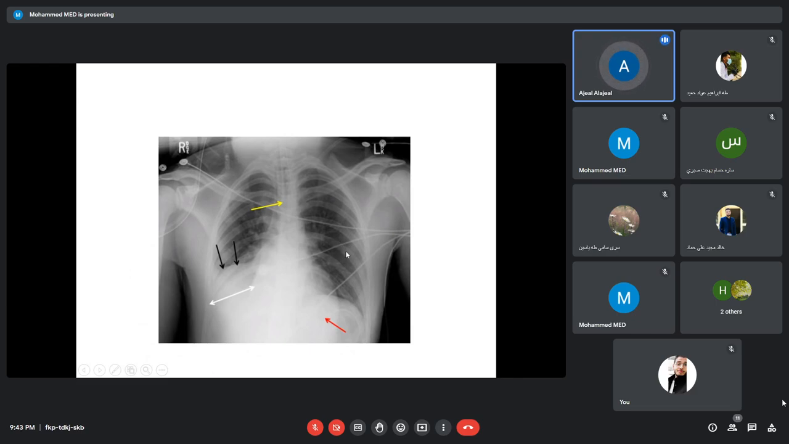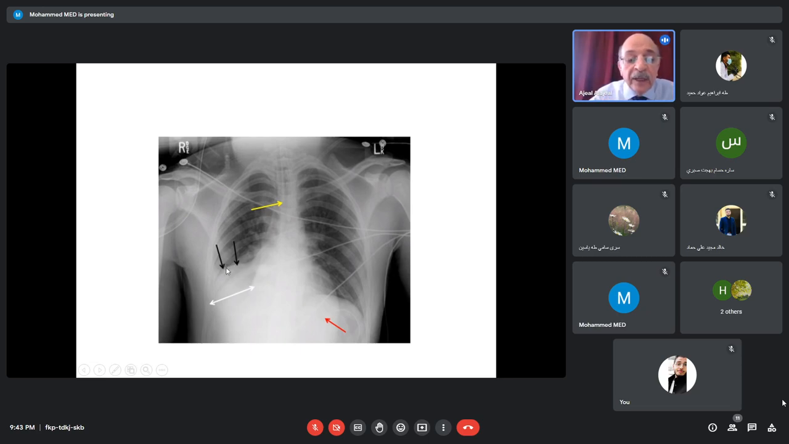This chest X-ray is difficult to read, but look to the yellow arrow. Do you see the yellow arrow? Yes. The yellow arrow is telling you that the trachea is shifted to the right, okay? While the black arrows down there are pointing to a well-demarcated lesion causing collapse of the right lower lobe. So this is a foreign body. A foreign body went into the trachea, causing sudden collapse of the right lower lobe.